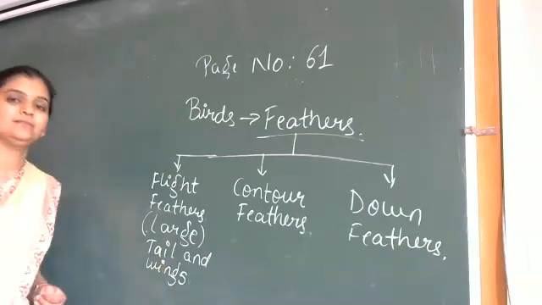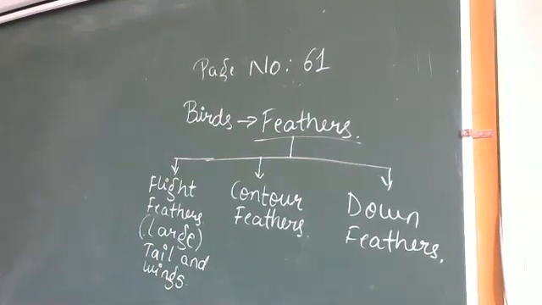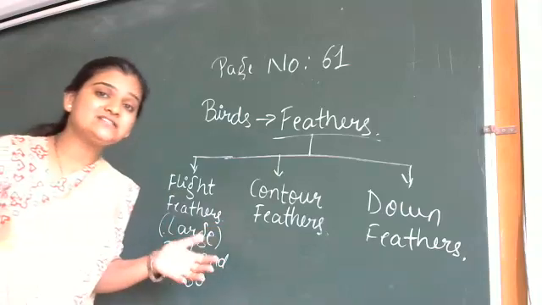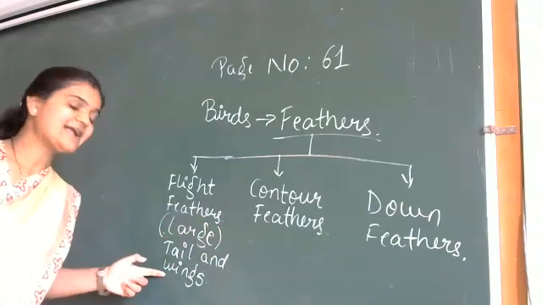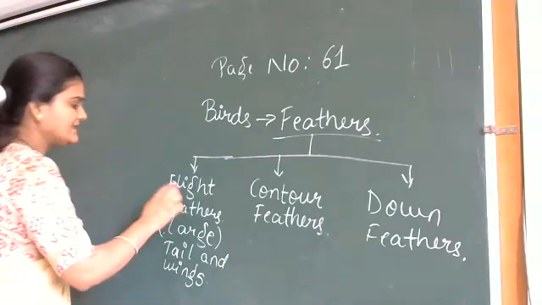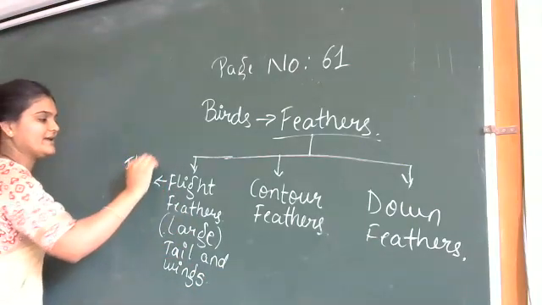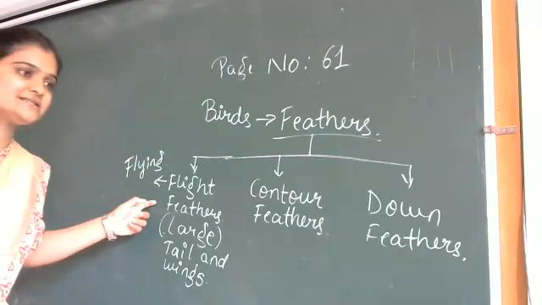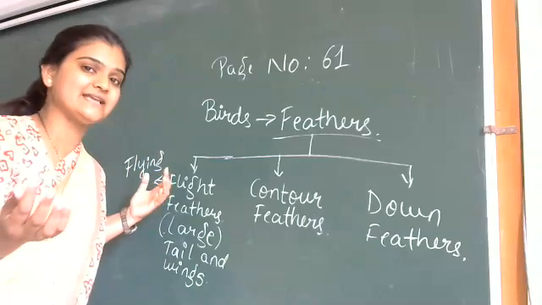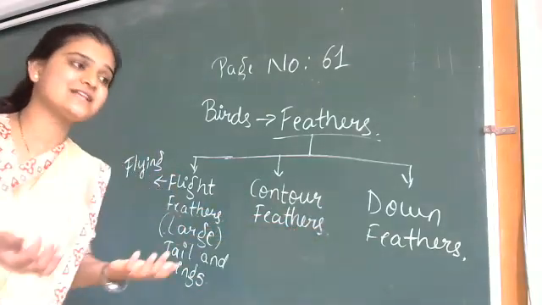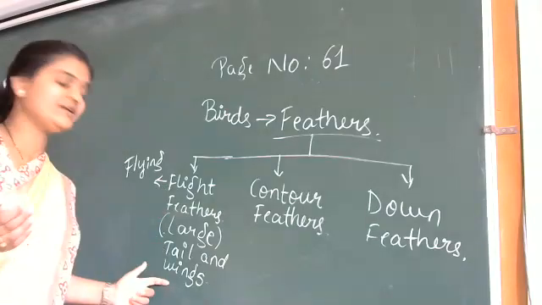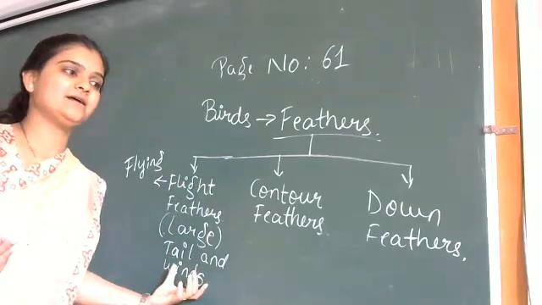What is the meaning of wings? Wings of birds, which are helpful for flying. So flight feathers are large in size and they are found in the tail and wings of a bird. Did you mark it, children? Yes, ma'am. So they are helpful in flying. The first feather is flight feathers. It is helpful in flying. What is the size? It is large compared to contour feathers and down feathers. Which is the largest feather? It is flight feathers. They are found in the tail and wings of a bird. I hope this part is clear.